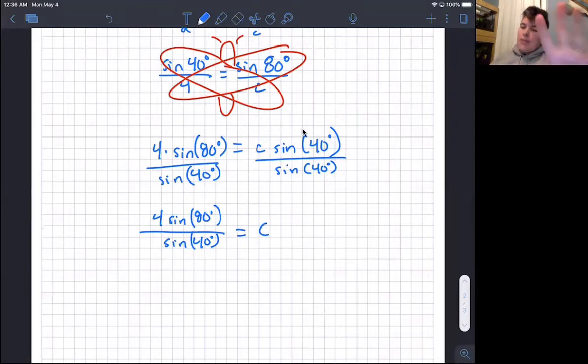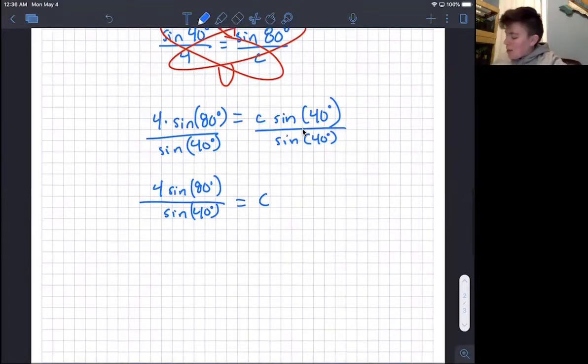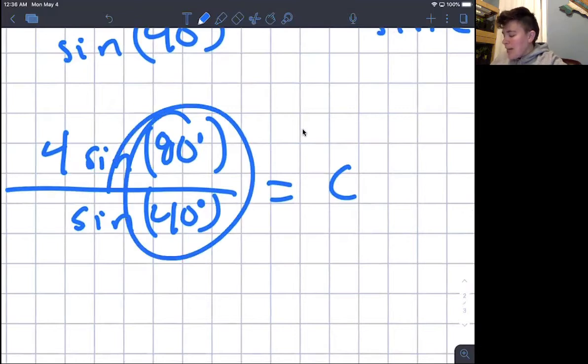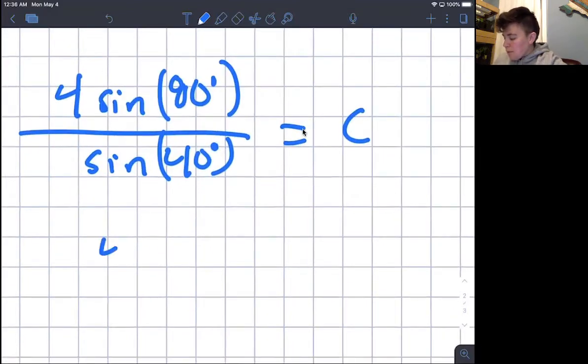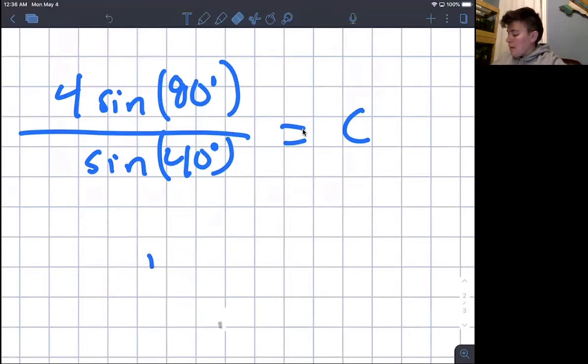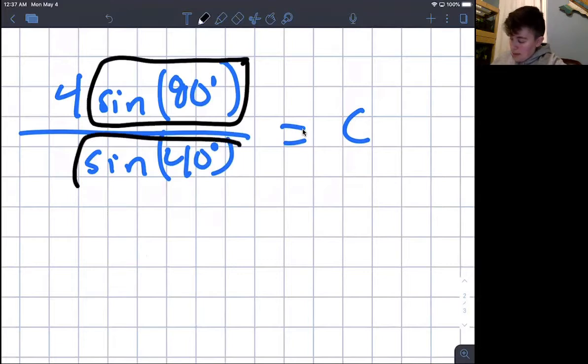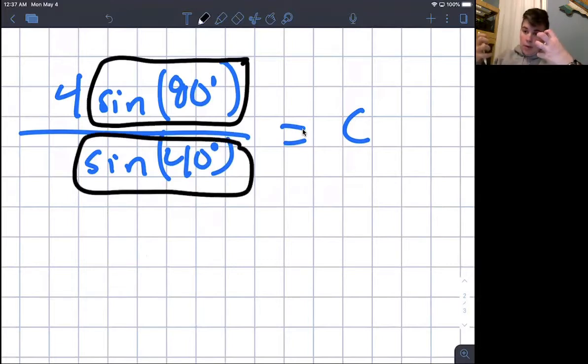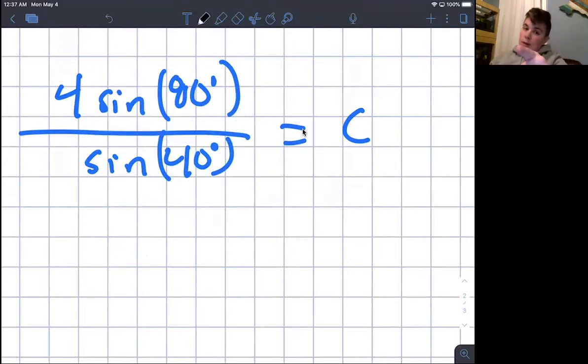Please do not go here and say, oh my gosh, 80 divided by 40 is 2, so that is 4 times the sine of 2. That is absolutely wrong. Please remember that this is one number altogether, and this is one number altogether. I can't split those apart. That's not sine times 80 degrees. That's the sine of 80 degrees. So be super careful there. Pretty please.